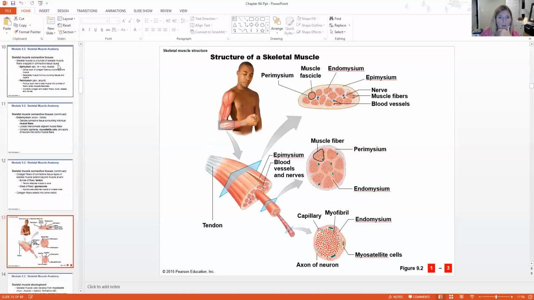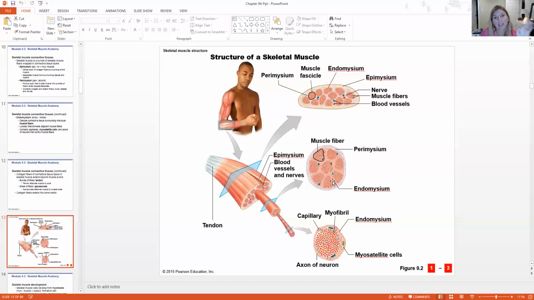Here you see the overall picture of this guy who has much better muscles than I do. His whole muscle group here is surrounded by the epimysium. The epimysium fuses at the ends to form the tendon. Inside you see the fascicles. Here you can see a better picture. Here are all the fascicles. The fascicles are surrounded by the perimysium. Inside the fascicles are bundles of muscle fibers. Each muscle fiber is surrounded by an endomysium.